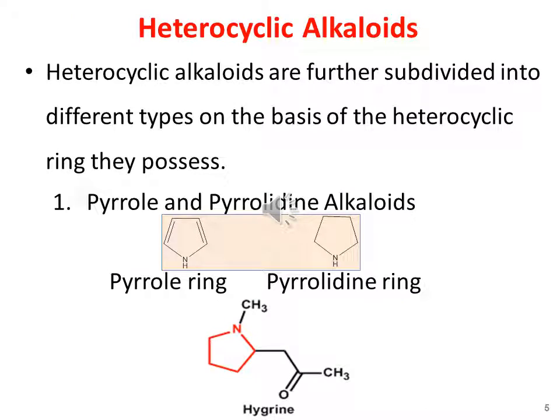Heterocyclic alkaloids are further subdivided into different types of alkaloids on the basis of the heterocyclic ring they possess. When the alkaloids have the same type of heterocyclic ring structure, they are classified in the same class. For example, all those heterocyclic alkaloids that have pyrrole in their ring structure are classified in the pyrrole type of alkaloids. So the pyrrole and pyrrolidine alkaloids are a type of heterocyclic alkaloid. These are the alkaloids that contain either the pyrrole or the pyrrolidine as their heterocyclic ring structure. An example of pyrrole and pyrrolidine type heterocyclic alkaloids is hygrine. In hygrine you may see the pyrrolidine ring structure that I have highlighted in red color.